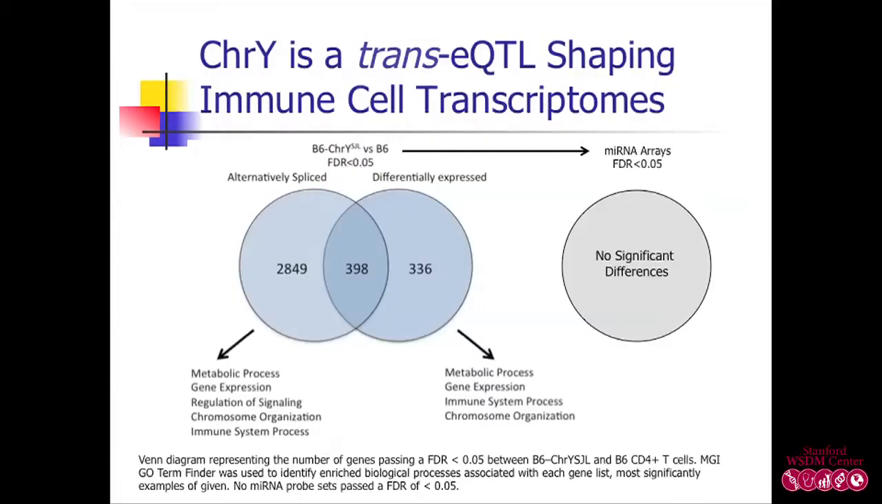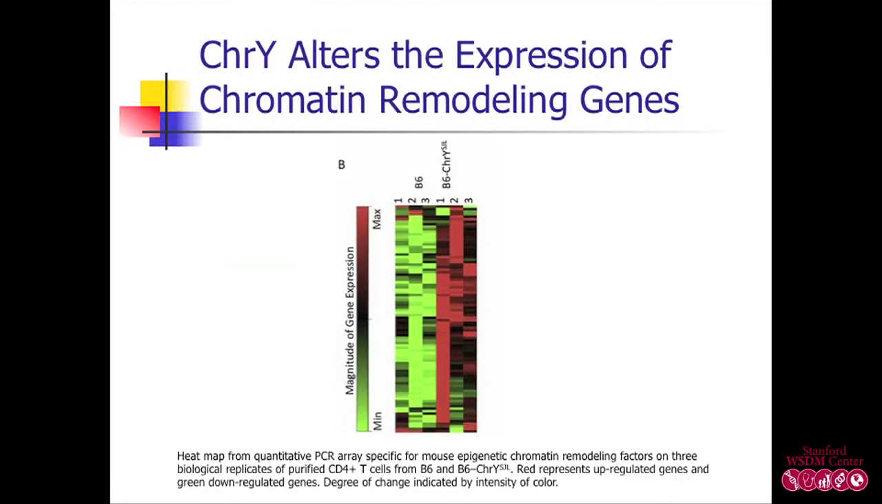We also wanted to look at this alternate splicing concept, because if we looked at GO terminology and categorized the differential expression, the processes primarily affected were metabolic processes, gene expression, regulation of signaling, chromosomal organization, and immune system processes. This was very intriguing to us in terms of chromosomal organization and the potential of Y chromosome polymorphisms influencing gene expression epigenetically. So we wanted to look at the role of chromatin remodeling factors and see whether the Y chromosome was influencing chromosome remodeling genes.